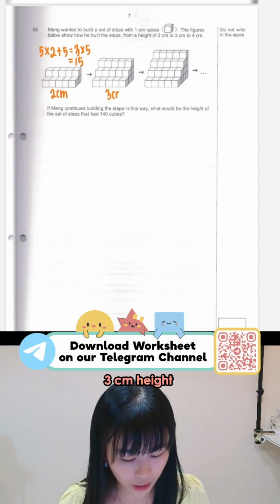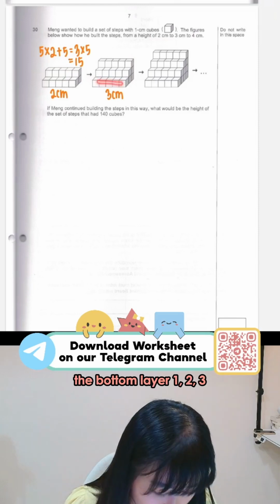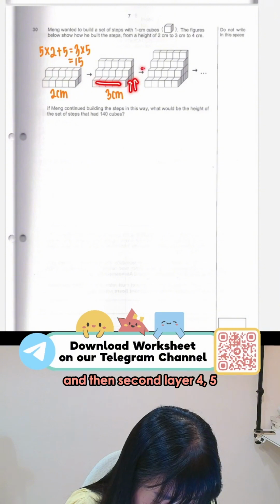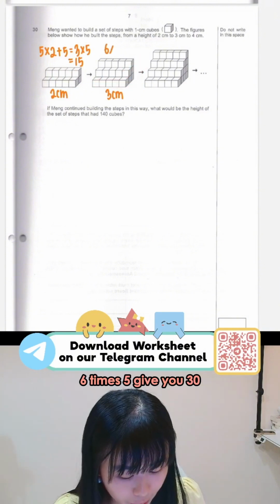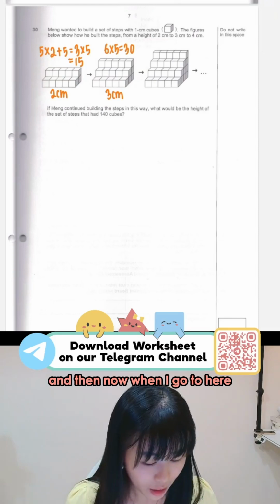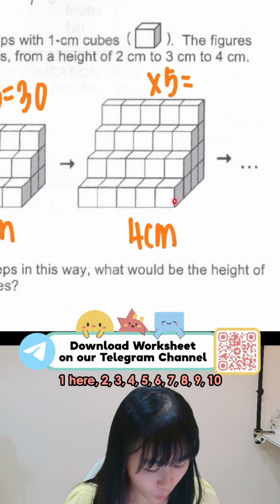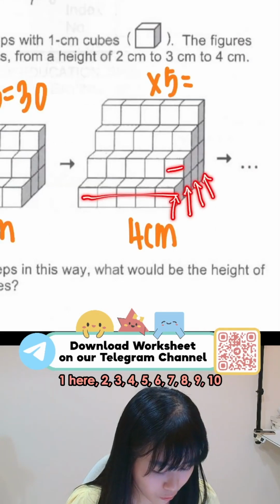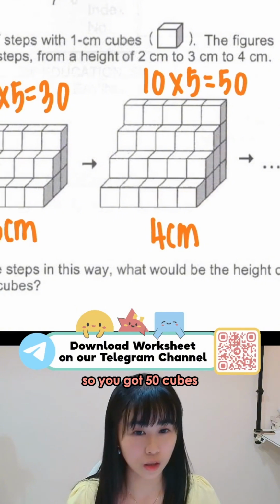3 cm height. How many cubes will there be? Let's go and count how many 5s are there. The bottom layer, 1, 2, 3, and then second layer, 4, 5, 6. 6 times 5 gives you 30. And then now when I go to here, 4 cm height. 1 here, 2, 3, 4, 5, 6, 7, 8, 9, 10. So you got 50 cubes.